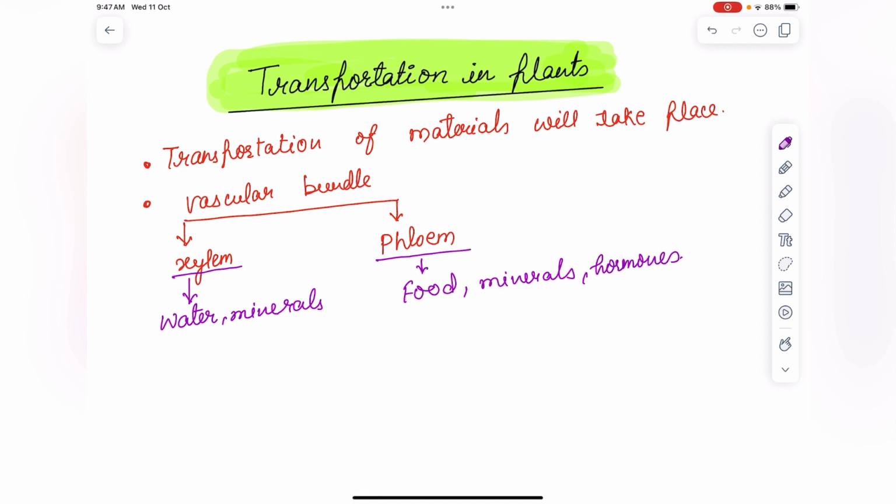So actually, transportation of what will take place? Transportation of water, minerals, food and hormones. These are the four different things which need transportation from one part of the plant to the other part of the plant. So the xylem will help in the transportation of water and minerals, and this water will be absorbed by the roots. What will the roots do? They will absorb water. It will be absorbed along with minerals, and it will be transported to all parts of the plant.